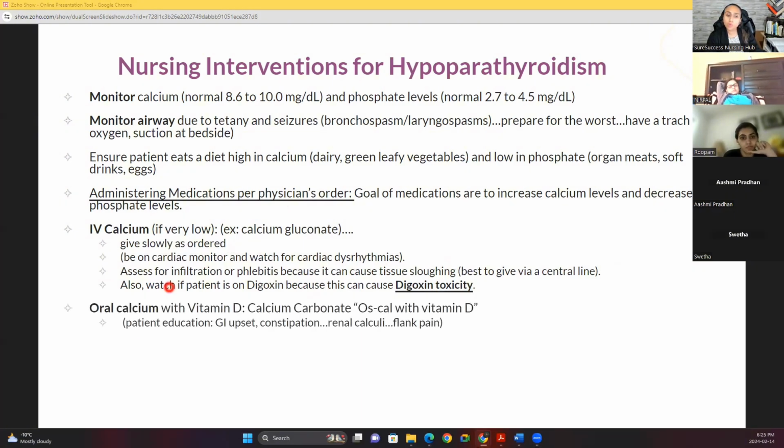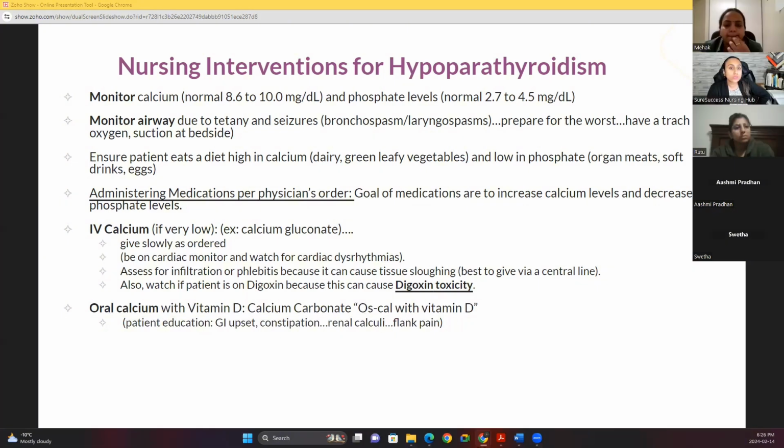And if the patient is on digoxin, it can cause digoxin toxicity. If you are giving oral calcium, not a big deal, but make sure we give it with vitamin D, because vitamin D will help in the absorption of calcium. And what will be the side effects of calcium? Whenever there is hypercalcemia, the signs and symptoms are not related to the muscle. Surprisingly, it is related to constipation, GI upset. And if you have too much calcium in your blood, you can have calcium stones. Those kinds of things can happen.